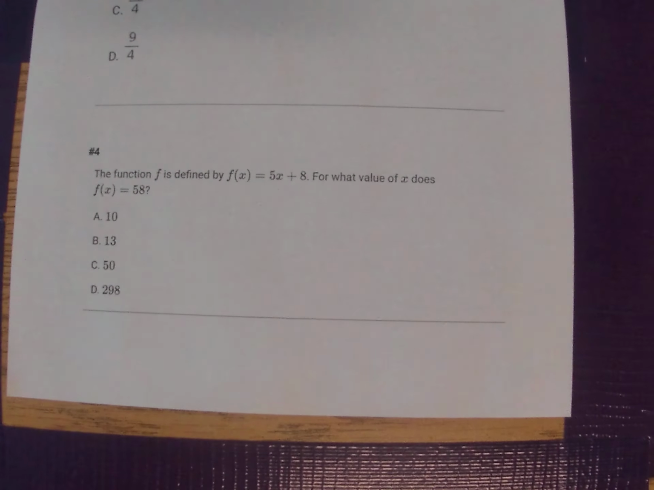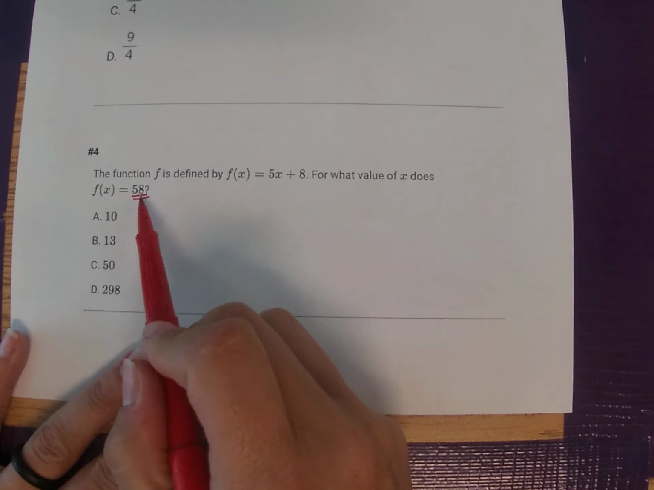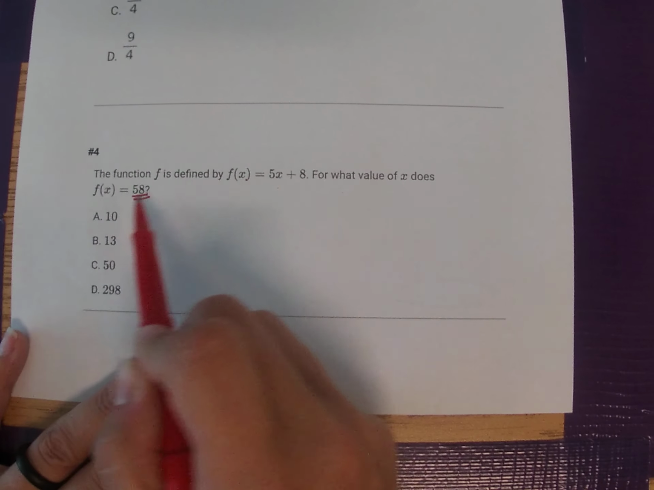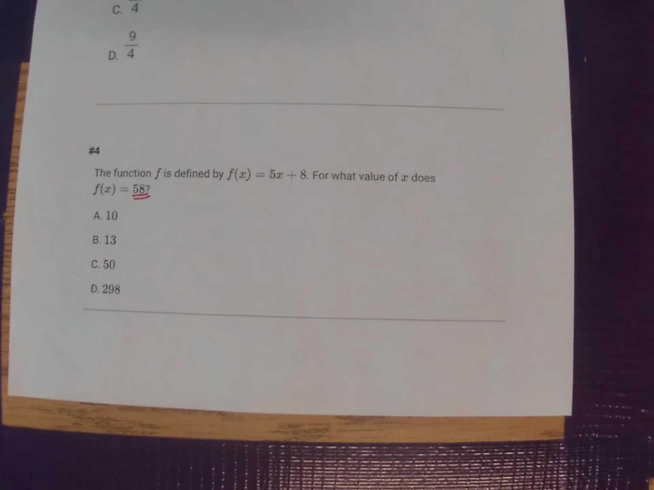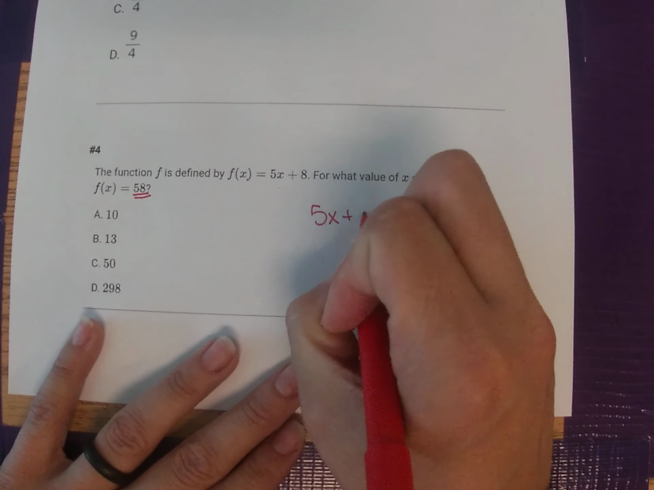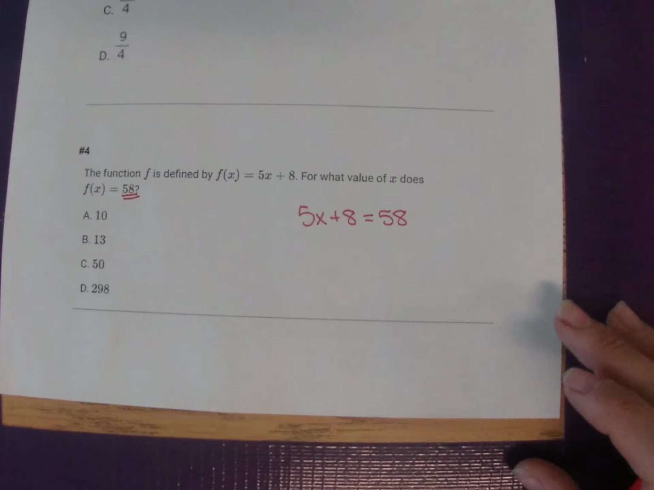Number 4, the function f is defined by f of x equals 5x plus 8. For what value of x does f of x equal 58? Okay, so this is saying when will it equal 58? Not if I plug in 58, but instead what value can I plug in that will give me an output value of 58? So what I really want to do is say 5x plus 8 has to equal 58. That's really what this question is saying.